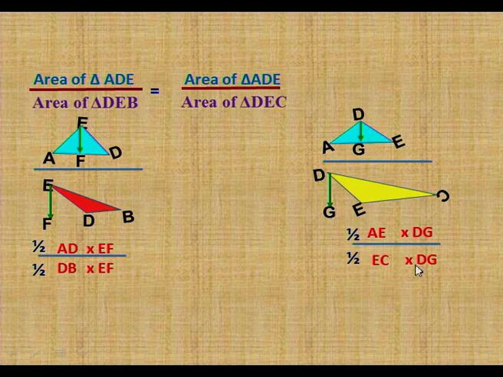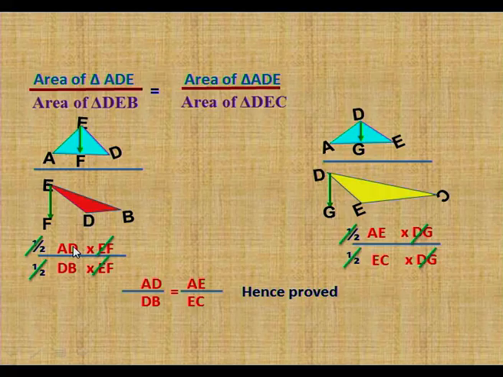Therefore, I wrote the formula of areas of all the triangles, and now the halves will get cancelled, and this will get cancelled, EF, because both are equal. What remains is AD by DB equals AE by EC. Hence, the theorem is proved.